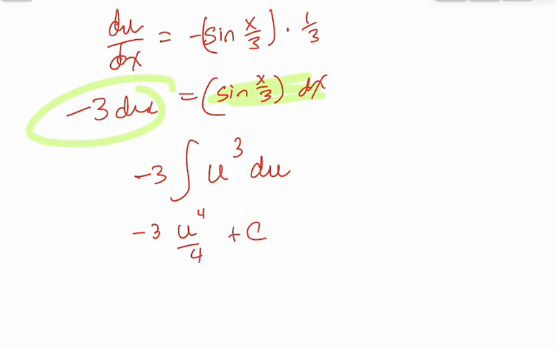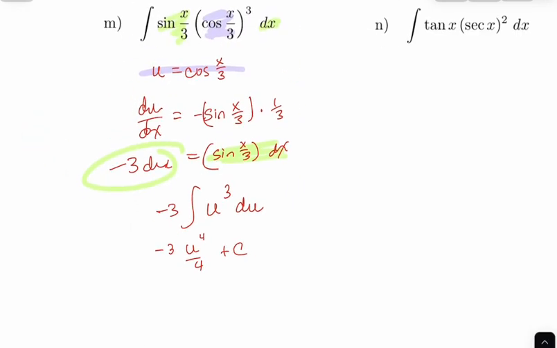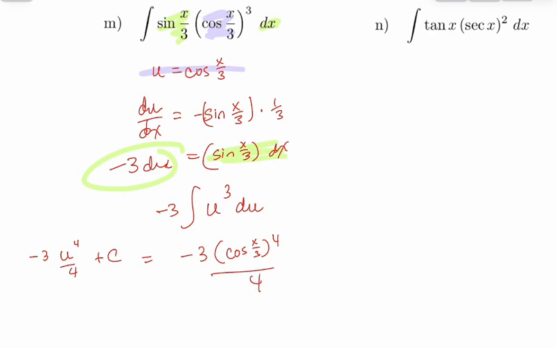This does not have boundaries, so we have to put the u back in. Remember, we made u equal to the cosine of x over 3. So your final answer is negative 3, the cosine of x over 3 to the 4th, all over 4 plus c. How could we check our work? The derivative of that should be the function inside.